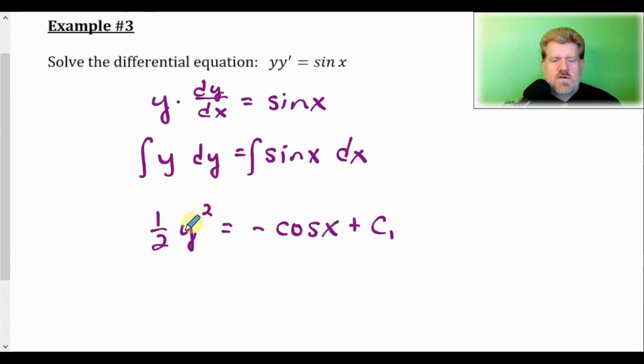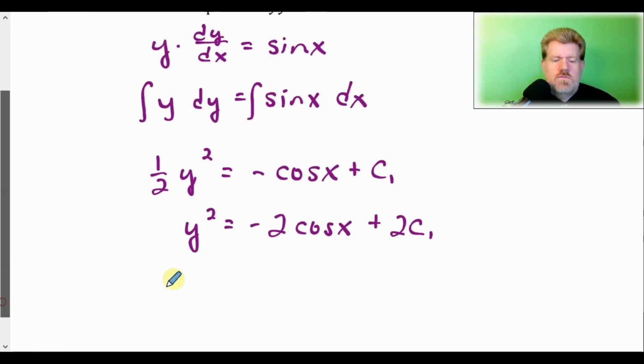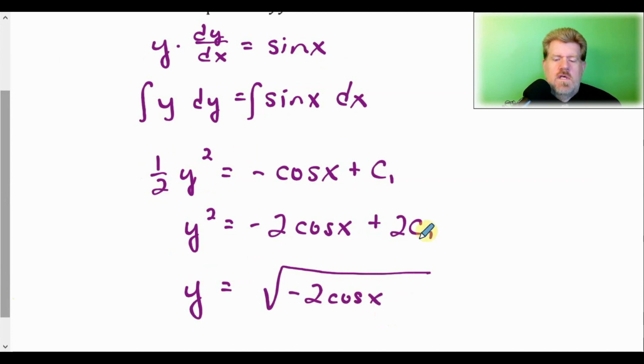Okay, so now solve for y. Multiply everything by 2, and then take the square root. I'm just going to call that some big constant c. I'm not worried about the 2c1 right now. However, we don't know if it's going to be positive or negative. It could be either, so we're going to keep both possibilities.